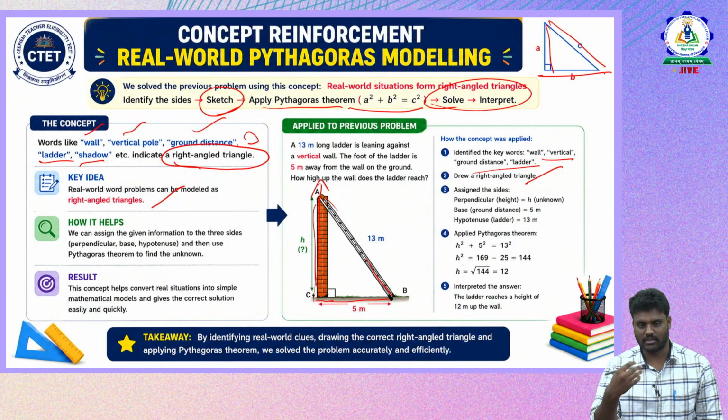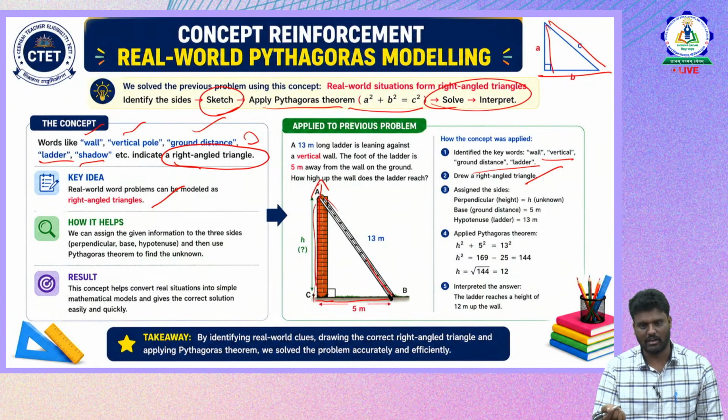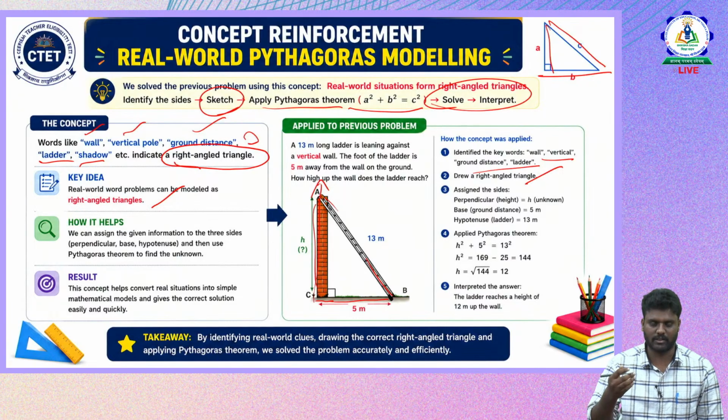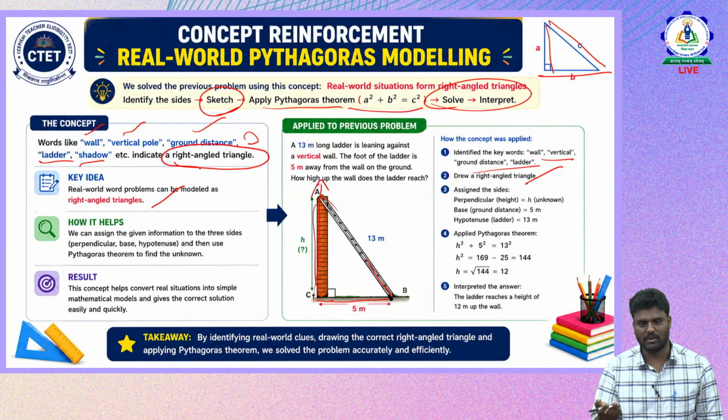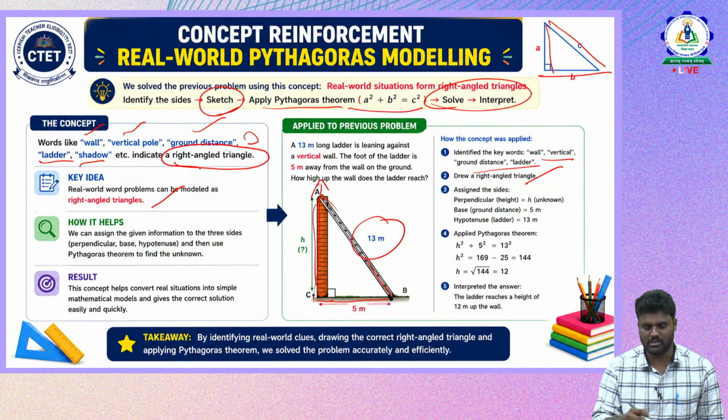Based on the given values, if you observe here, what values have they given? A 13 meters ladder, and another value, the base, is 5 meters. Since 13 meters is higher than 5 meters, we can say that 13 meters is the hypotenuse, which is the longer side.